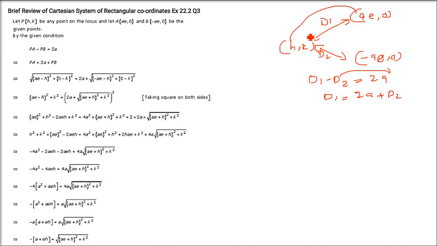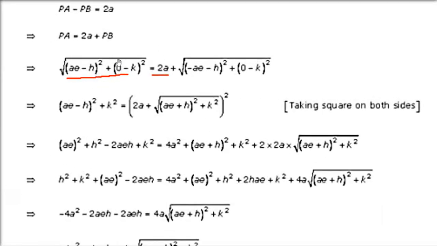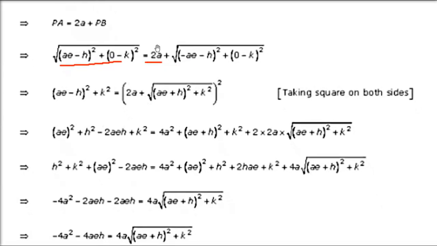So just take d1, (ae minus h) whole square and (0 minus k) whole square. This is the first one. Then 2a, then minus (ae plus h) whole square and (0 minus k) whole square. You know already the distance formula. And now you just have to take the square. Otherwise, if you take d1 plus d2, that will be very cumbersome to solve. So you take one distance on the right hand side. So we take this square, take the (a plus b) whole square formula, right? And then we will try to take the like terms.